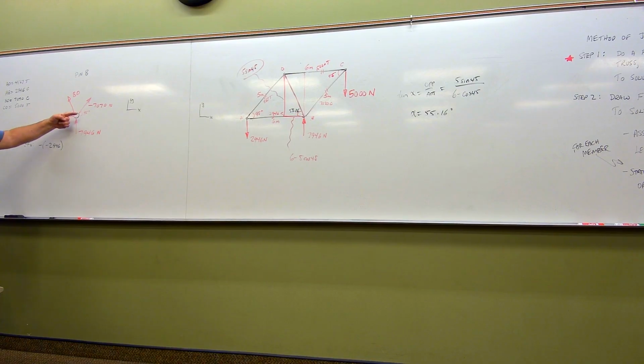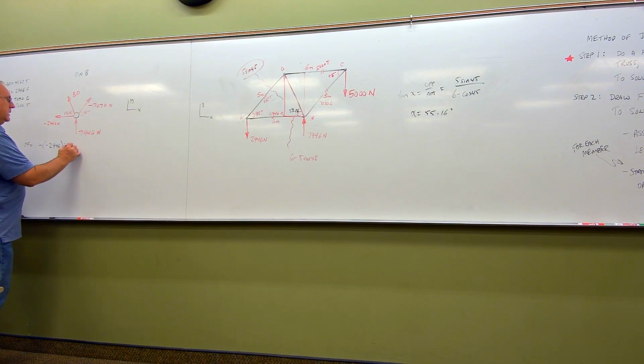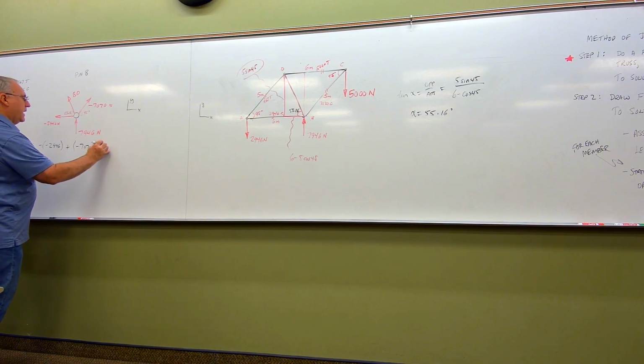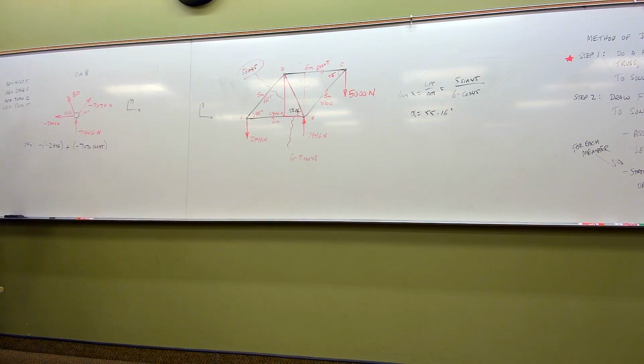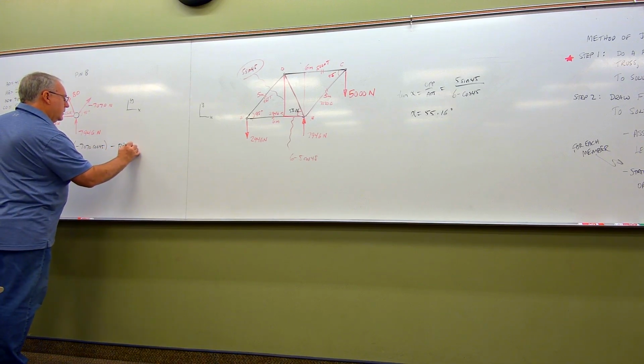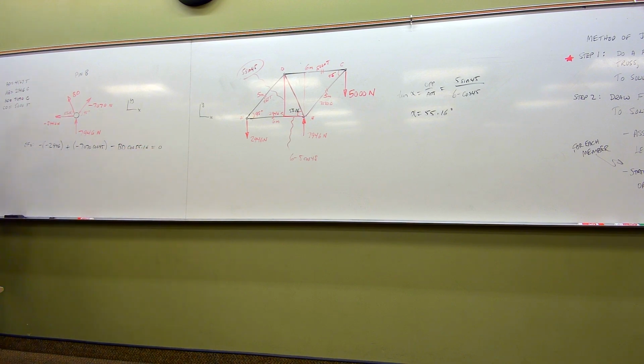Over here, I'm going to have plus, this is going the plus direction, so plus, but in this case it's going to be minus 7070 times the cosine of 45, and then minus BD times the cosine of 55.16. And that's all equal to 0.